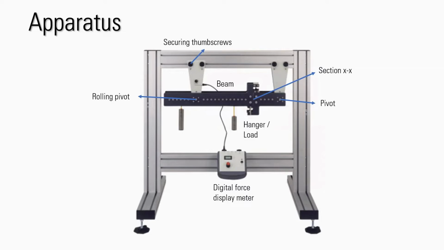section of the beam. And these black things are the beam, and we will put some hangers and loops across the beam in order to find out the shear force at the section, and we will measure it by using the digital force display meter.